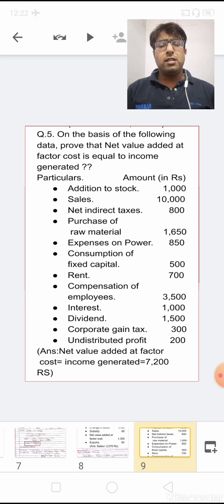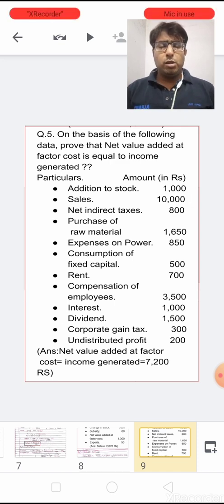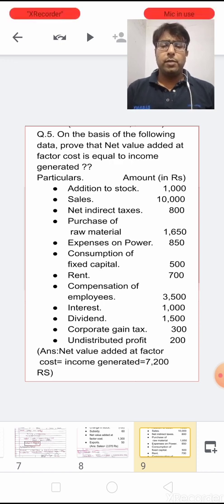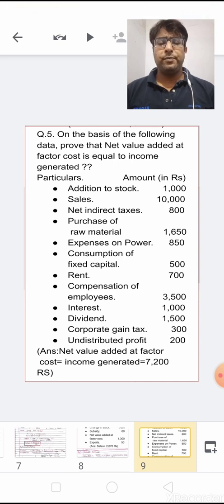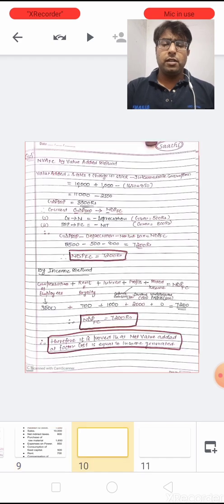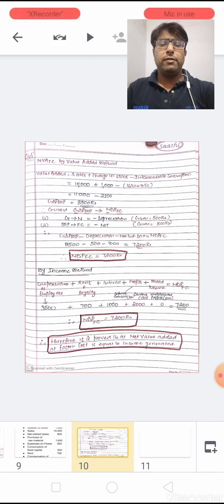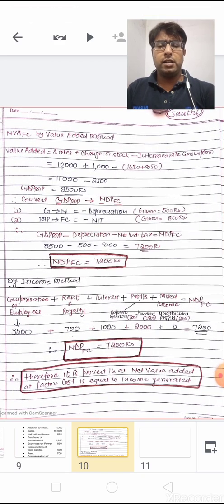Now children, understand this question. In this question you have to first find out the NDP-FC by the value added method, because sales, addition to stock, purchase of raw material, and expenses on power are given, and these are all the subheads of the first method, that is the value added method. So children, here we are trying to solve this question, and net value added we are finding by the value added method, as I just said.